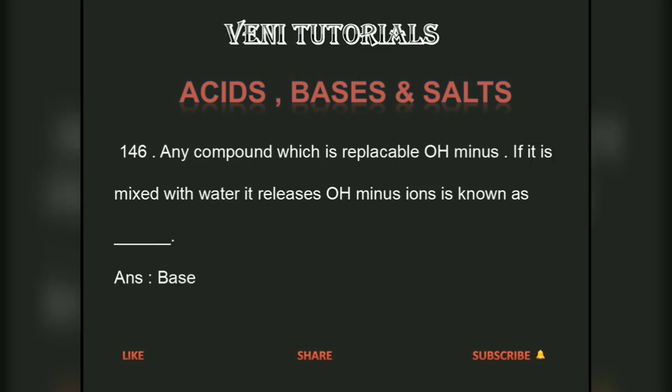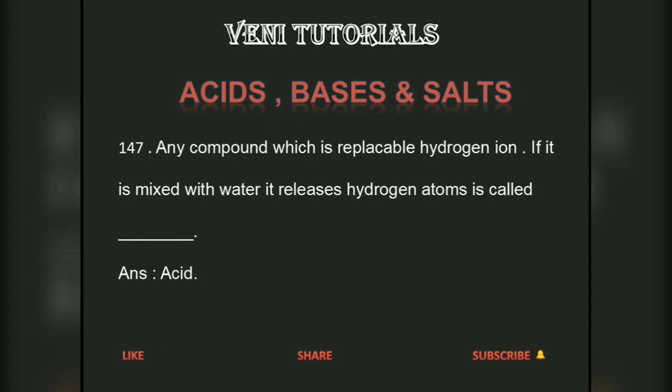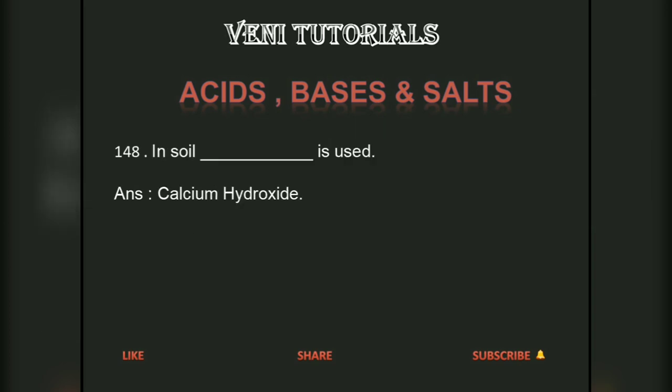Any compound which has replaceable OH minus, if it is mixed with water, it releases OH minus ions, is known as dash. Answer: base. Any compound which has replaceable hydrogen ion, if it is mixed with water, it releases hydrogen ions, is called dash. Answer: acid. In soil, dash is used. Answer: calcium hydroxide.